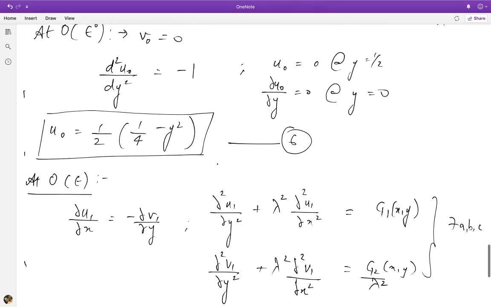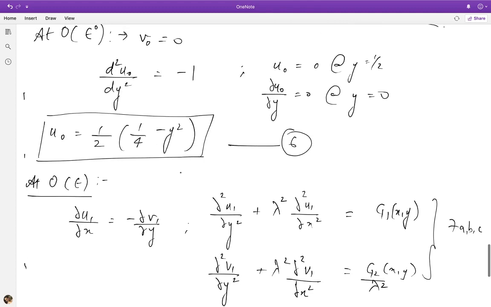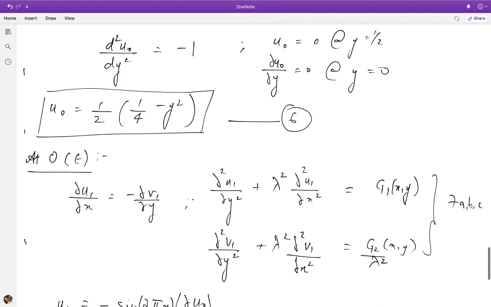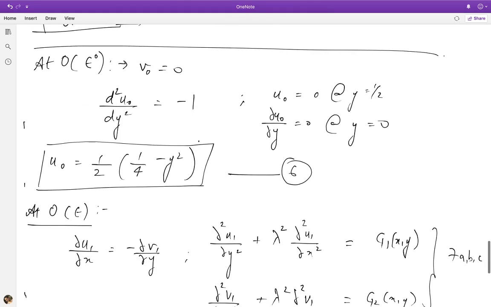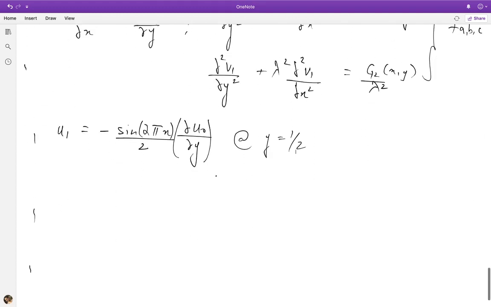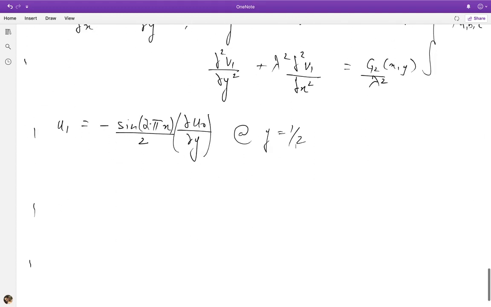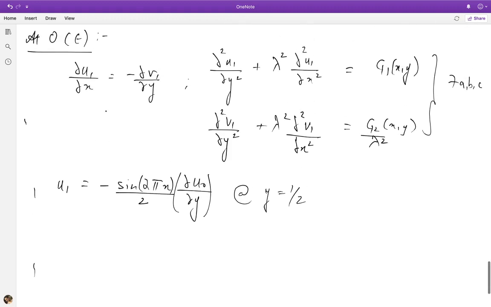Of course, we know ∂u0/∂y from here. I just take its derivative and evaluate it at y equals half. Indeed, by inspection, ∂u0/∂y just gives us 1/2 into minus 2y, which is just minus y, so it's just minus half. So this entire thing is sine 2πx by 4 actually, but let's leave it in this form for the moment. So you can see how the zeroth order problem appears as an inhomogeneity via the boundary condition for the problem at order epsilon.